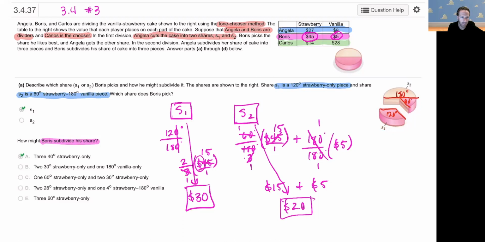Okay? Now, what he then has to do is subdivide his share. And since there are 3 people, he's going to have to cut it 3 ways. And because he's choosing the section of the cake that has all the same, it would be in his best interest to just cut it equally to ensure that he gets an equal share, since he's not going to be the one that gets to choose.